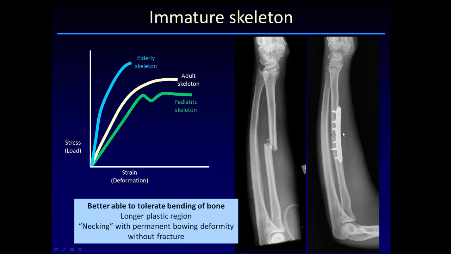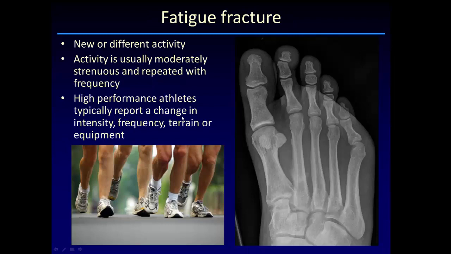And it's worth noting this because sometimes the bowing, when it's severe, can block an accurate anatomic reduction of the other bone. So we tend to see this in very thin bones like the clavicle or the fibula or the ulna, this necking type of phenomenon in the immature skeleton. So let's turn now back to adults and look at fatigue fractures.